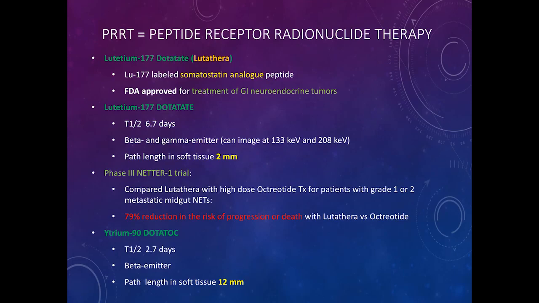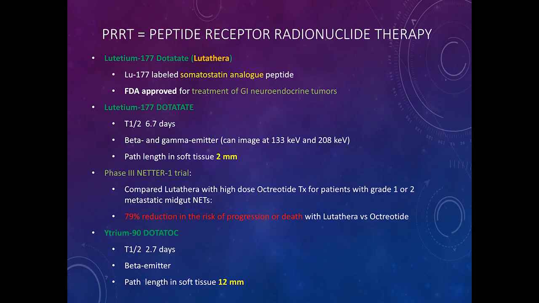Lutetium-177 versus yttrium-90. They are both beta emitters, but they have different half-lives. Lutetium half-life is 6.7 days. Yttrium is 2.7 days. It means that lutetium will stay and irradiate those cancer cells longer, versus yttrium will have a high dose rate. It will deliver its dose in a shorter period of time. So it depends what you want to do.